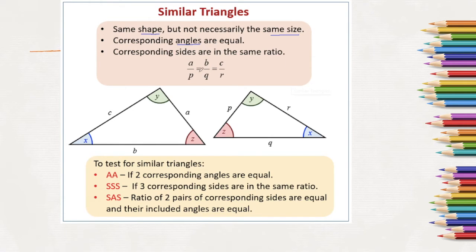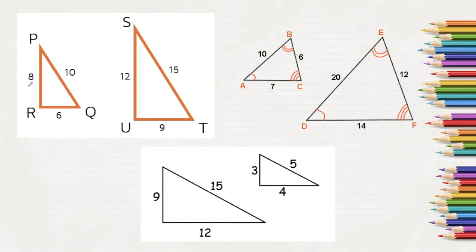So for example, A to P, that ratio needs to be the same as B to Q and C to R. So when the angles are all the same and the corresponding sides have the same ratio, they are similar triangles. So let's take a look at these problems and see if they're similar triangles.